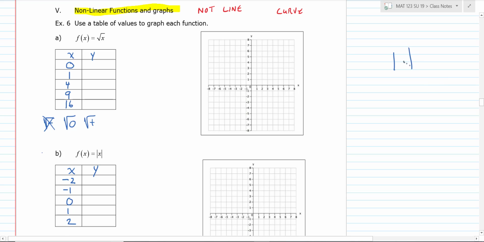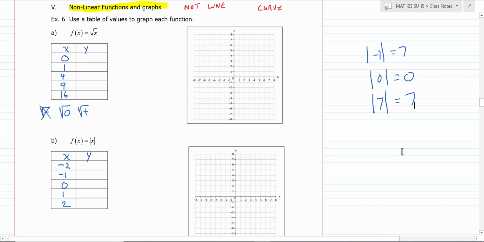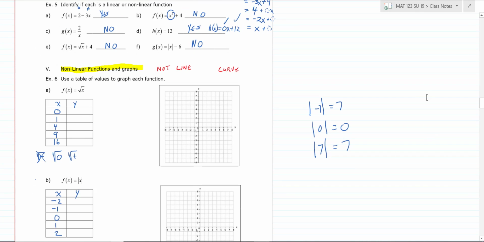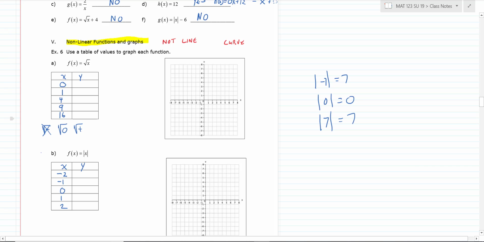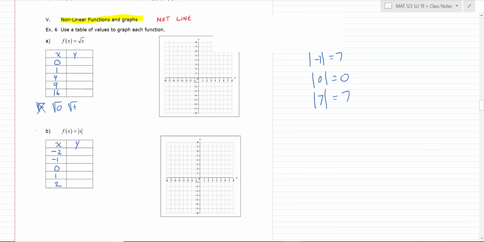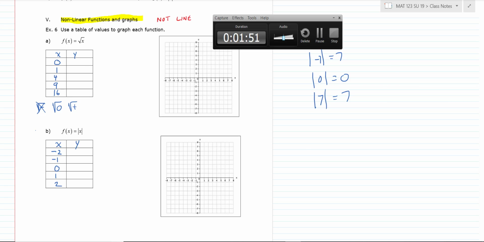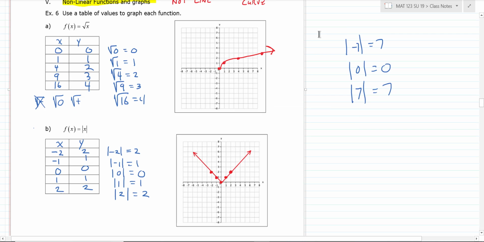Okay, now just a quick review. If you do an absolute value of a negative number, that's positive. Absolute value of 0 is 0. Absolute value of a positive number remains positive. Okay, so go ahead and pause the video. And then you can come back and check and see if your graphs are correct. Okay, so check your work and see if you did these correctly.